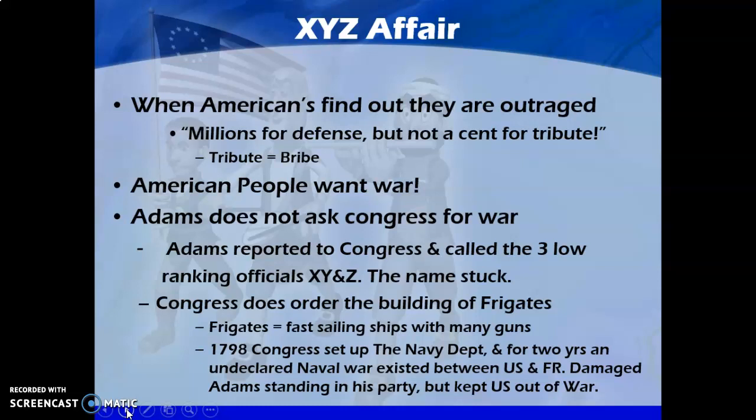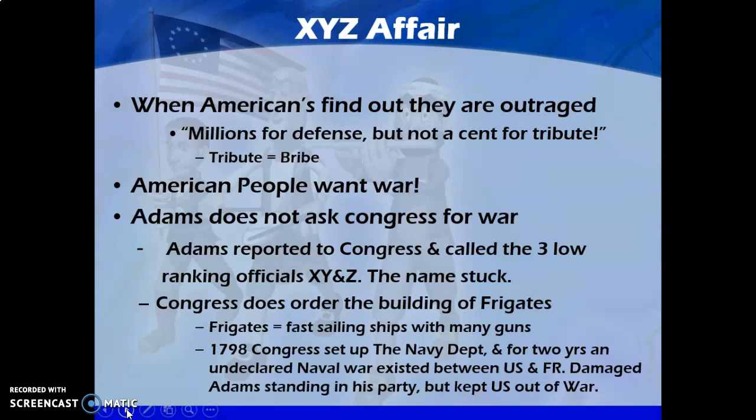Now, here's what Adams does, and this is what Congress does. Congress does order the building of frigates, which, as you see, are fast-sailing ships with many guns. And in 1798, Congress set up the Navy Department. For 2 years, we waged an undeclared naval war between the U.S. and France. We waged a war with France.